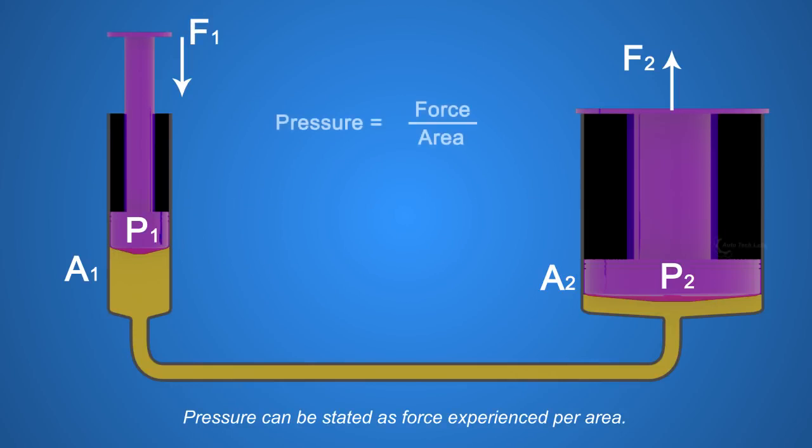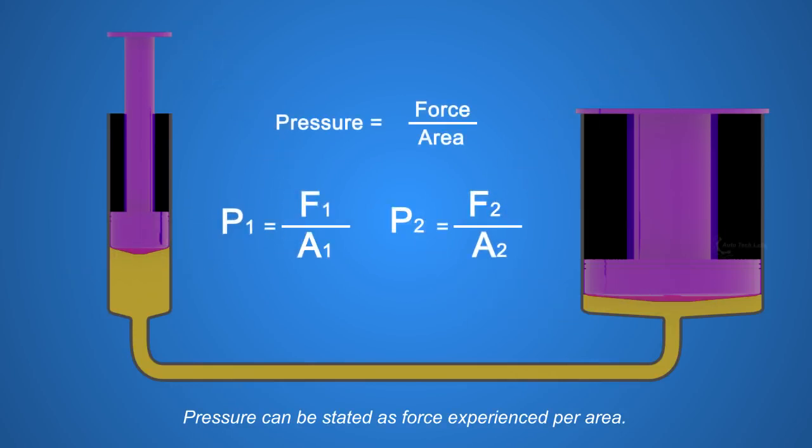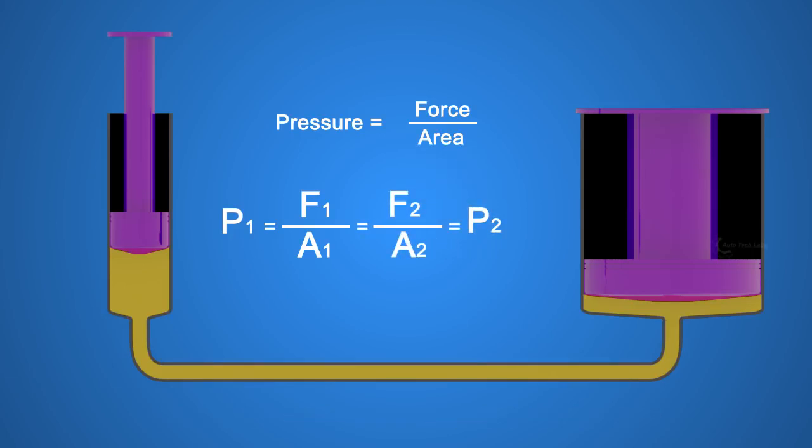Pressure can be stated as force experienced per area. So P1 equals F1 by A1, and P2 equals F2 by A2. According to Pascal's law, pressure on both pistons is equal, which gives us P1 equals P2.